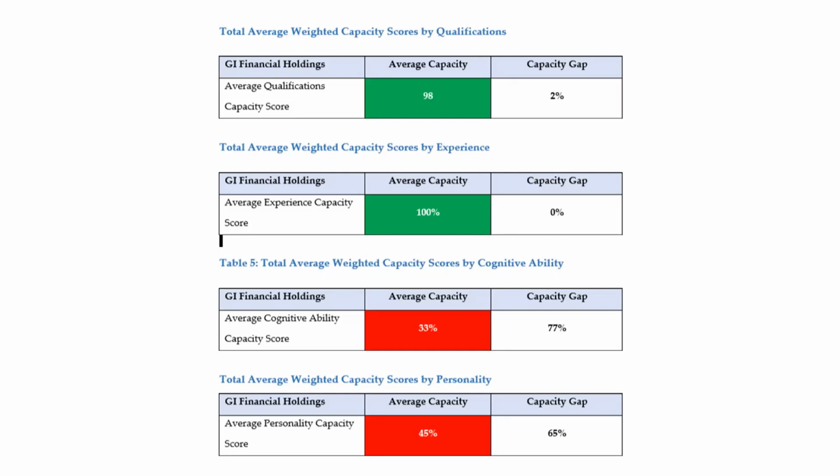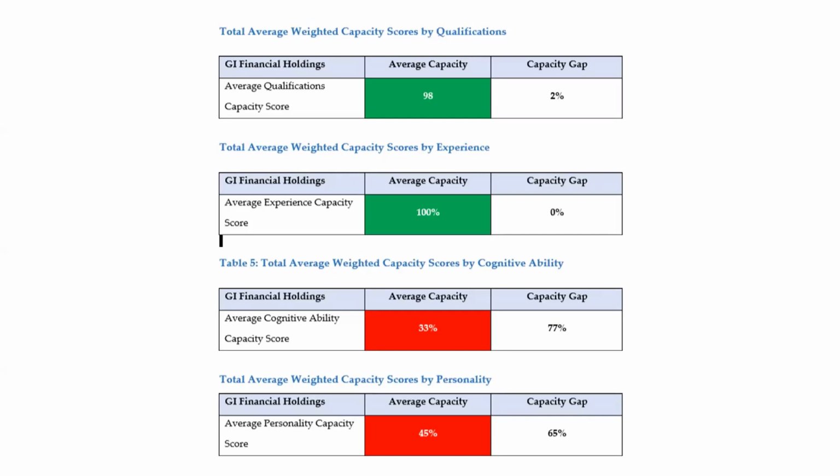And when we went deeper to look at the cognitive capacity as part of the assessment, we found 33% with a capacity gap of 77%. Then when we looked at what we call the personality score, which we call a derailer in other reports, we found they were derailed to the extent of 65%, which is the opposite when you switch those. With that kind of capacity of only 45% and a derailment score of 65, it's an index of 65%.